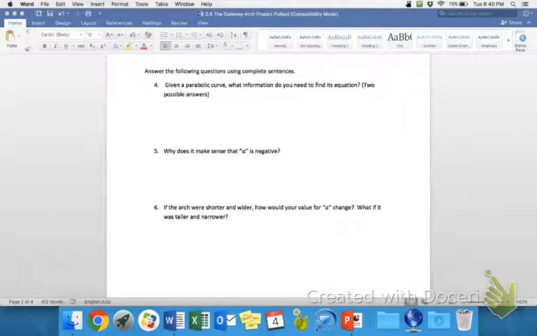Number 6, if the arch were shorter and wider, how would your value for A change? So remember, A is all about the stretch and compress. So if we made it shorter and wider, tell me if A would be a bigger number, a smaller number. Give me an example of A if that's easier.